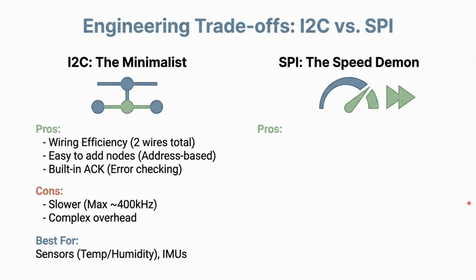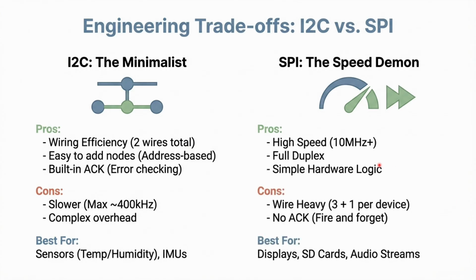SPI, on the other hand, is like a dedicated high-speed private tunnel. The pro is that it is built for pure performance, reaching speeds of up to 10 megahertz or more. Because it is full duplex, it can send and receive at the exact same moment without pausing to take turns. But the con is that it is wire heavy.